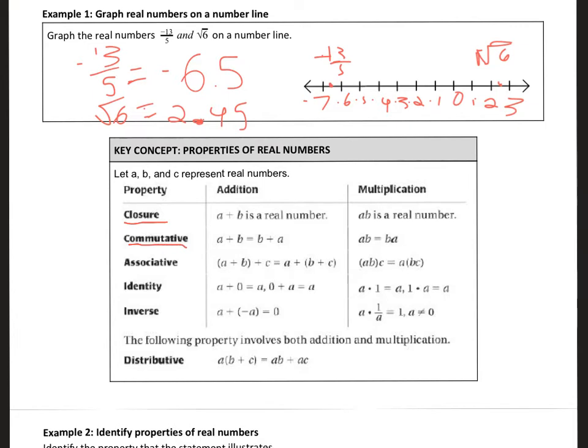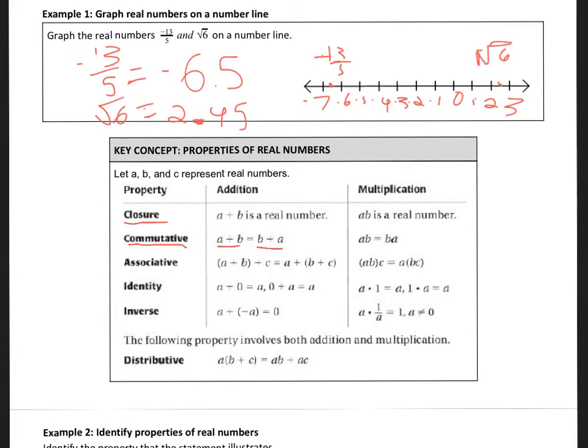So the commutative property says order does not matter in addition. These are the same sum. A plus B is the same as B plus A. So if I move around the order of the numbers in addition, it doesn't change the result. It doesn't change the sum.